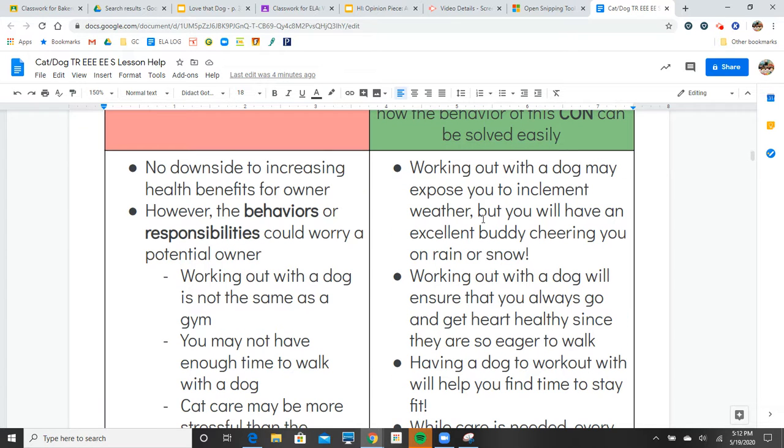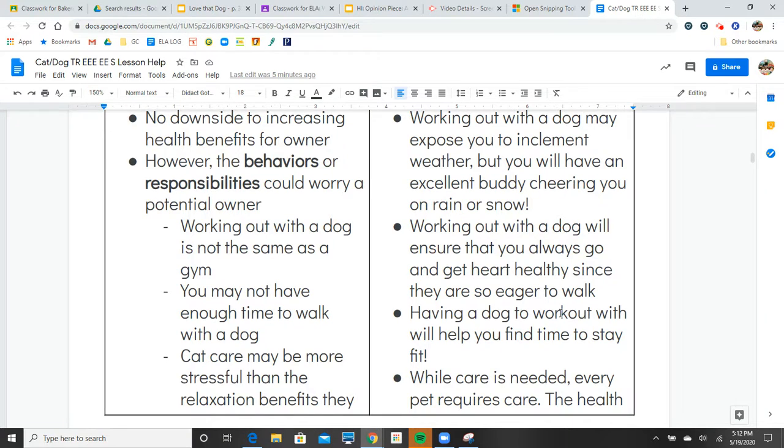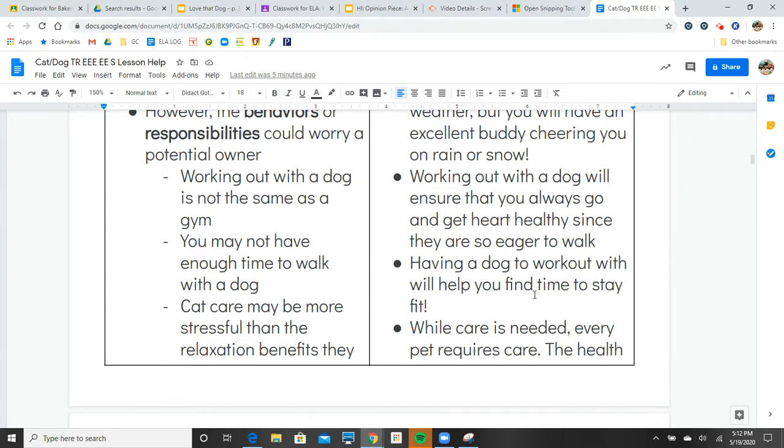And if you take a look on the other side, well, it might expose you to inclement weather, but you'll always have a buddy cheering you on. Can't really get that at the gym. And if you are working out and have your pup with you every day, it will make sure it's a priority, and you can skip some gym time, but you can't skip a walk with an eager dog. A dog being there will help you stay fit.